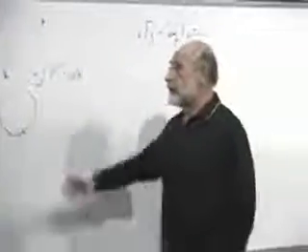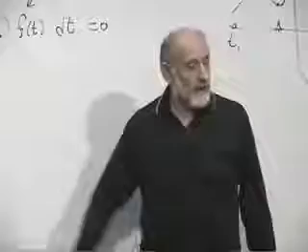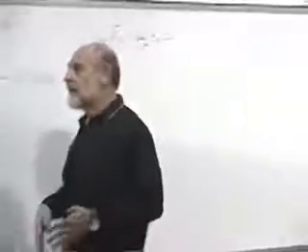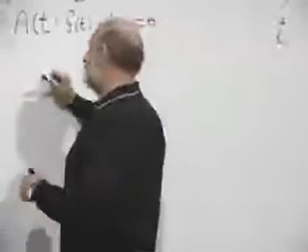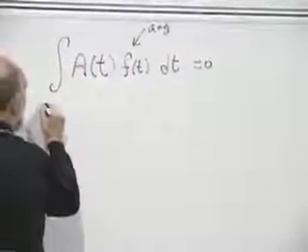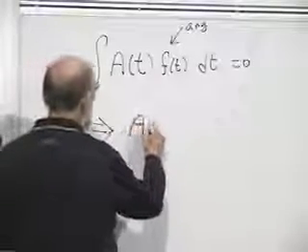Well, by choosing the blip function to be anywhere, we then prove that a of t has to be 0 everywhere. So if we have a function which, when multiplied by an arbitrary function, always has integral 0, then that function a must be exactly 0. This implies that a is 0.